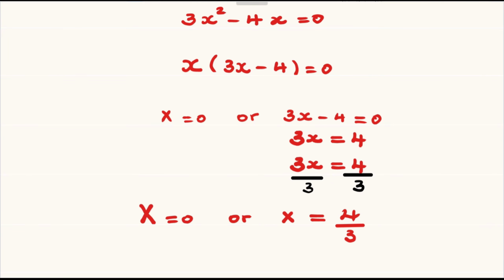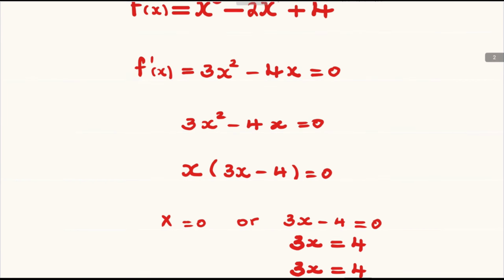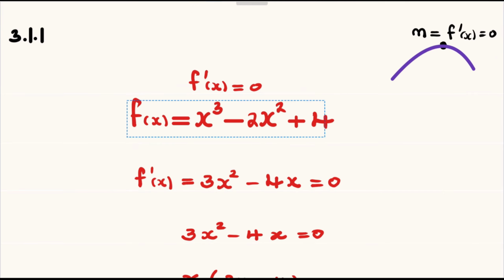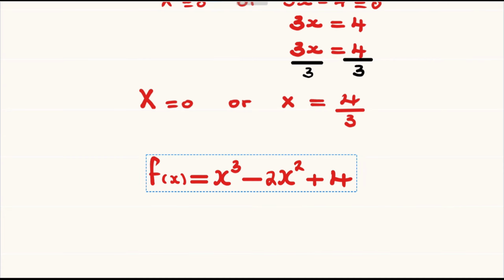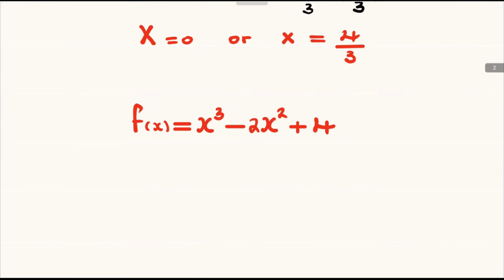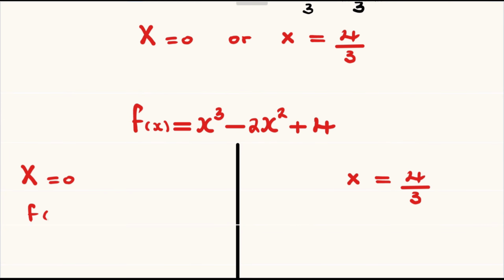We have to substitute this into the original f of x equation, not the differentiated equation. That original equation, that's where we substitute the x coordinates of the turning point to determine the corresponding y coordinates. So we start off by substituting x is equal to 0 where there is x. So we have f of 0 is equal to 0 cubed minus 2 multiplied by 0 squared plus 4. So our f of 0 will be equal to 4.